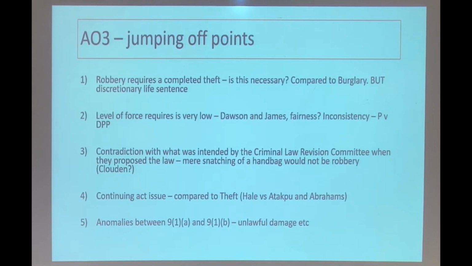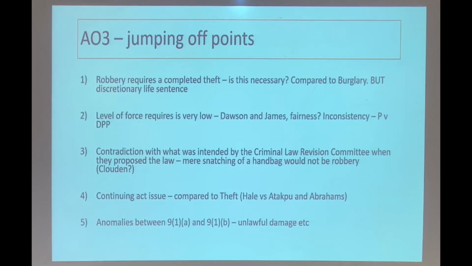Surely in the same situation you would feel threatened in the same way. There is an argument that it is a discretionary life sentence, so actually, it can vary, and if it's not a very serious robbery and it's not a very serious theft, perhaps they can give a very low sentence, perhaps not even custodial, as a discretionary life sentence gives the judge that power and discretion.